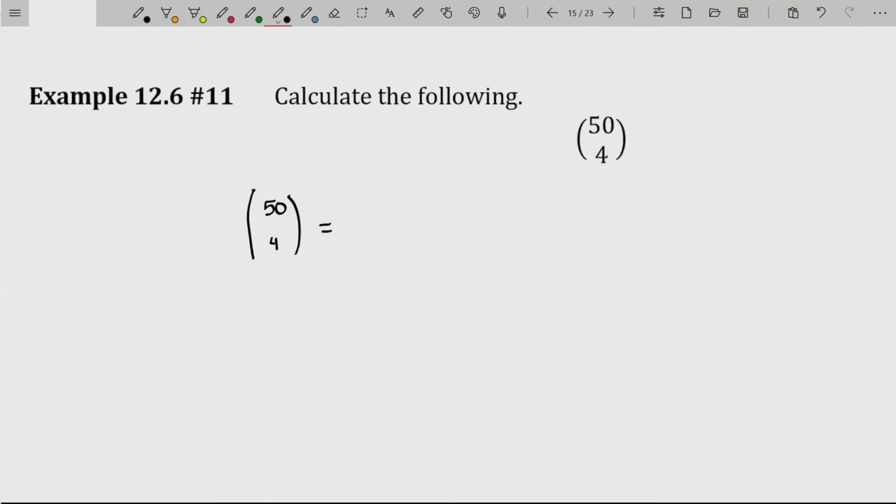This is the number of choices you have: 50 factorial over 4 factorial times 50 minus 4, which is 46 factorial. Well, obviously 50 factorial is 50 times 49 times 48 times 47. And then when I get to the 46, I know that's a 46 factorial downstairs, so I'll just leave it like that. 4 factorial, I'm going to write as 4 times 3 times 2, technically times 1, but whatever. And we have a 46 factorial. And then we can cancel the 46 factorial.